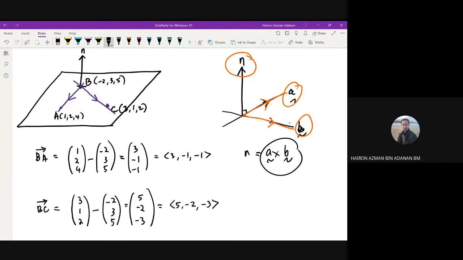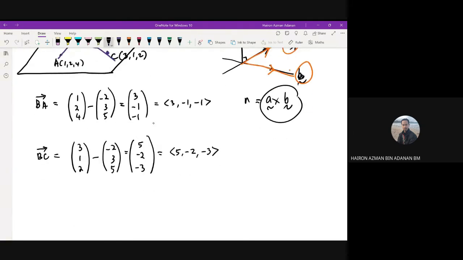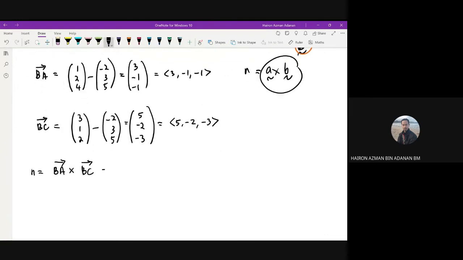Okay. So, now I proceed. I nak cari vektor normal. How to get vector normal? Of course lah. Vector B to A, I try to cross B to C. Okay, macam mana nak cross? Okay, recall balik. Nak cross iaitu I, J, K.